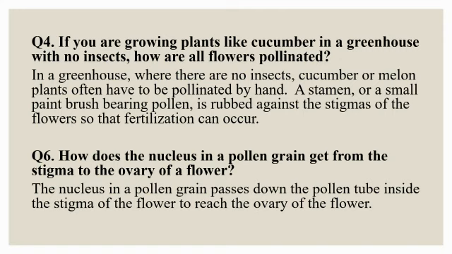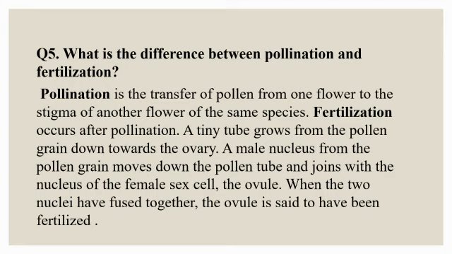Question number 5 is, what is the difference between pollination and fertilization? Pollination is the transfer of pollen from one flower to the stigma of another flower of the same species, while fertilization is the process that occurs after pollination. In this process, a tiny tube grows from the pollen grain down towards the ovary. A male nucleus from the pollen grain moves down the pollen tube and joins with the nucleus of the female sex cell, the ovule. When the two nuclei have fused together, the ovule is said to have been fertilized.